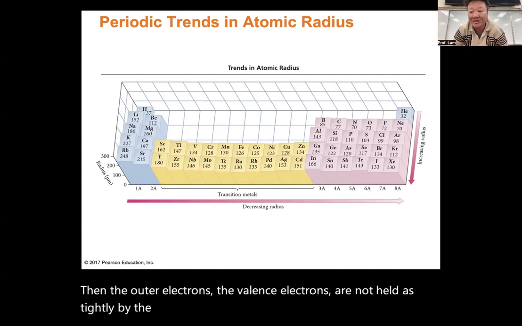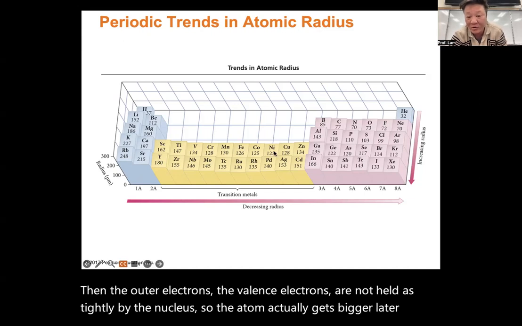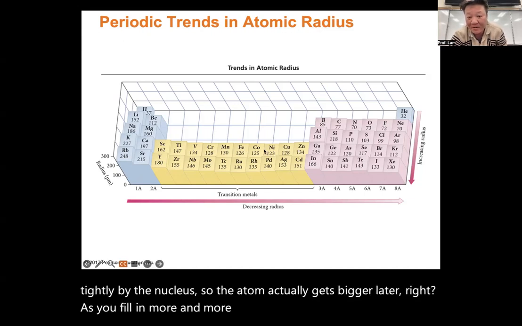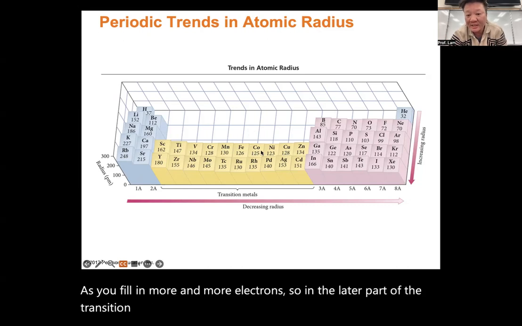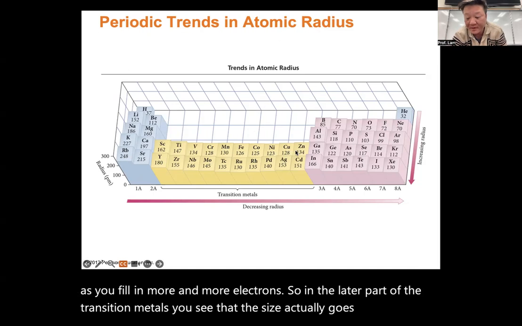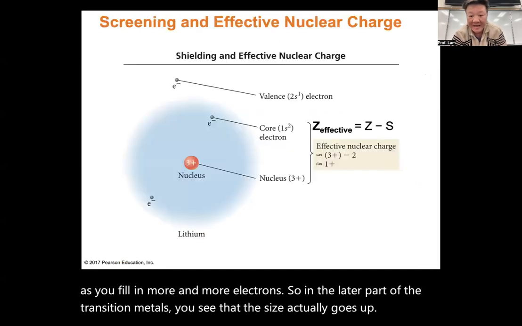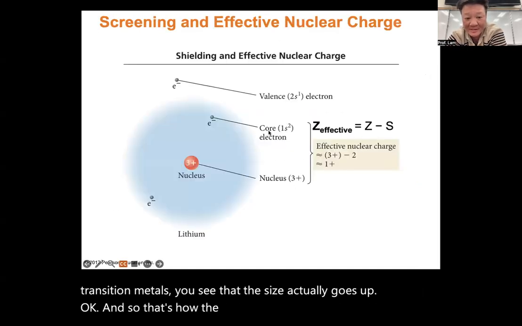So the atom actually gets bigger later, right? As you fill in more and more electrons. So in the later part of the transition metals, you see that the size actually goes up, okay? And so that's how the shielding works, right? This is the picture here.